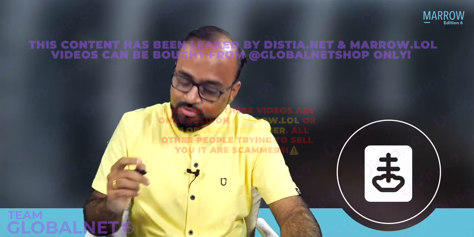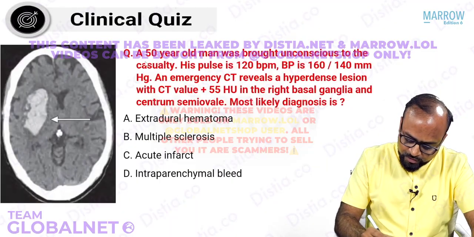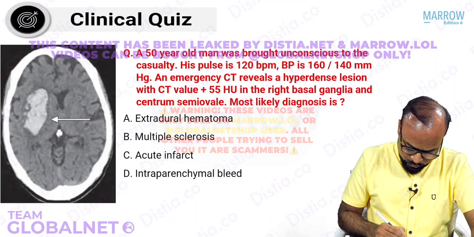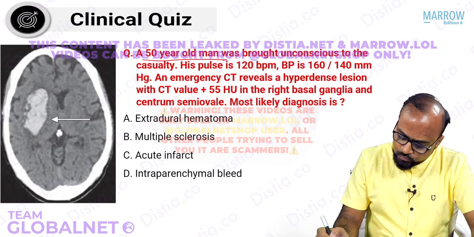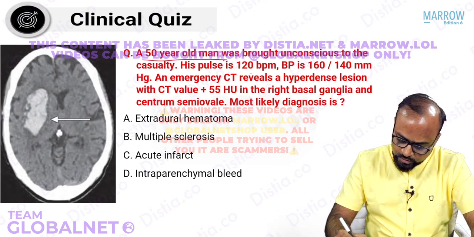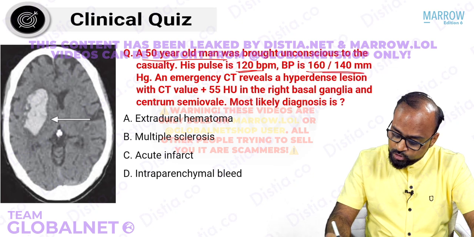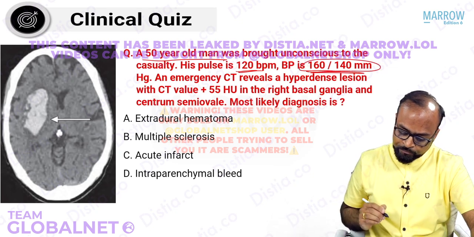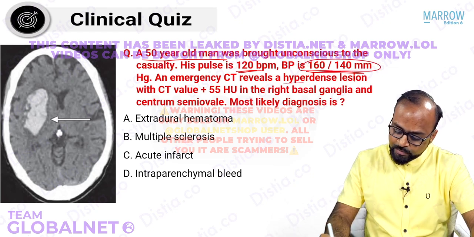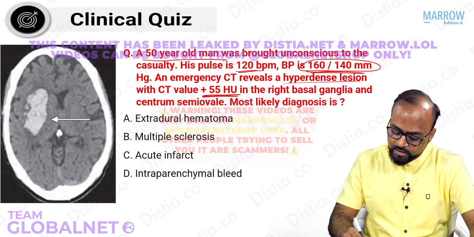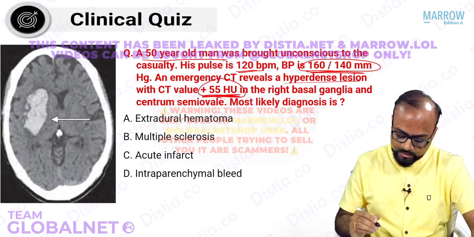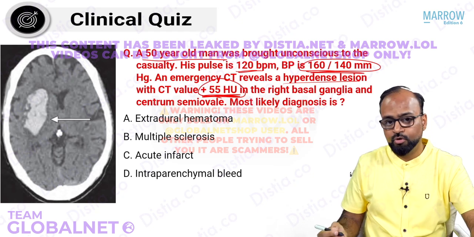Look at this clinical quiz question here. A 50-year-old man was brought unconscious to the casualty. His pulse is 120, BP is 160 by 140. An emergency CT revealed a hyperdense lesion with a CT value of plus 55 HU in the right basal ganglia and centrum semiovale. What is the diagnosis?